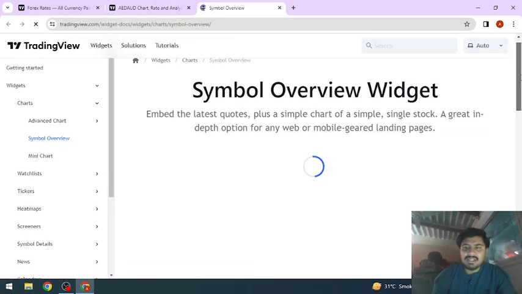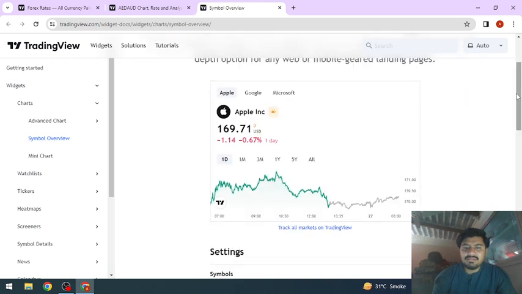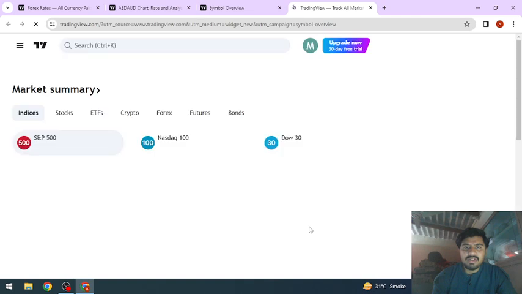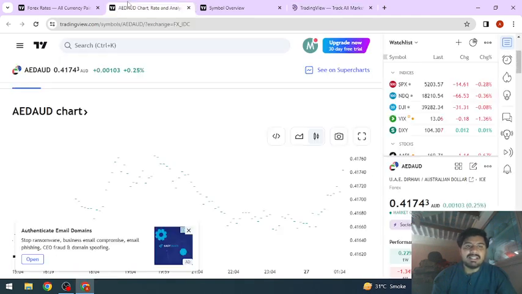So this is the widgets, all the markets on the TradingView application. So basically this is forex trading. You understand what forex trading is and how forex trading basically works in this world. So I hope you understand about forex trading.